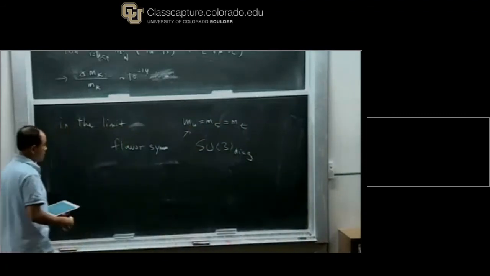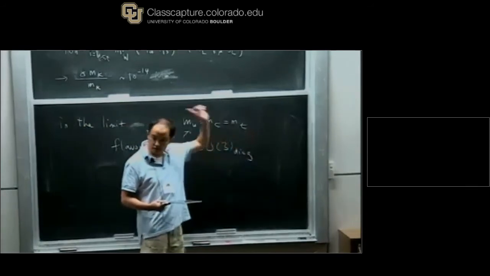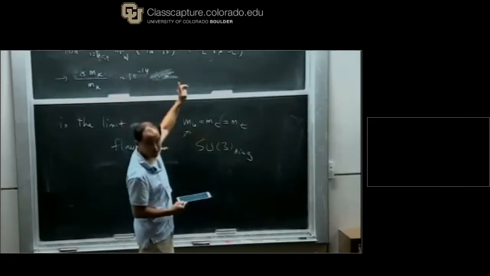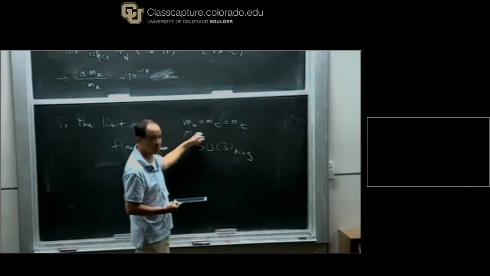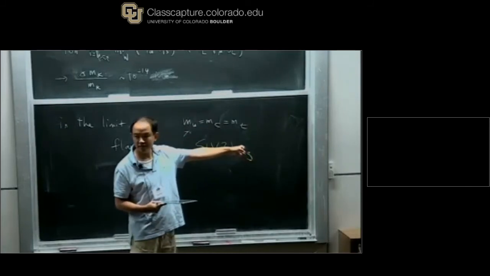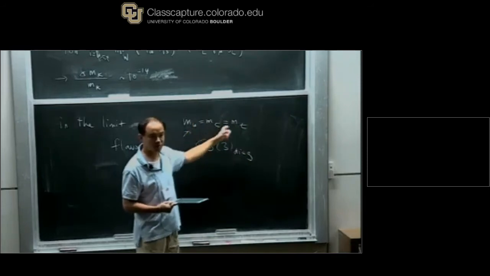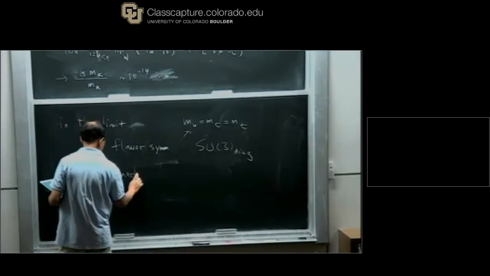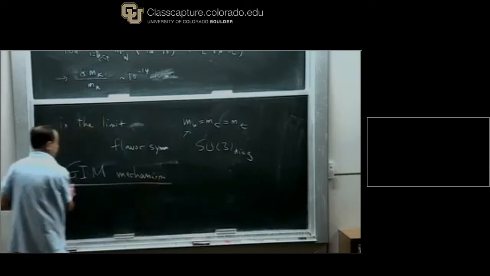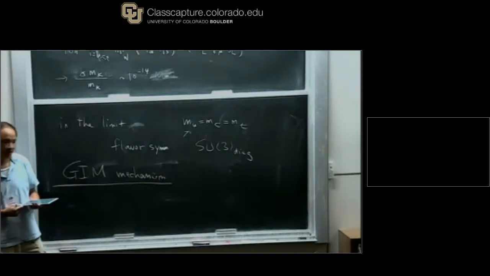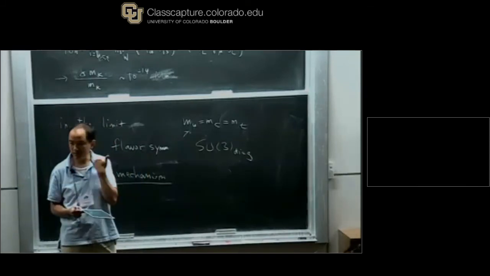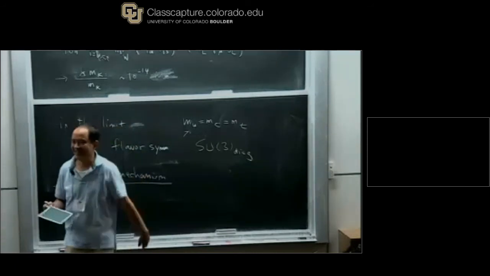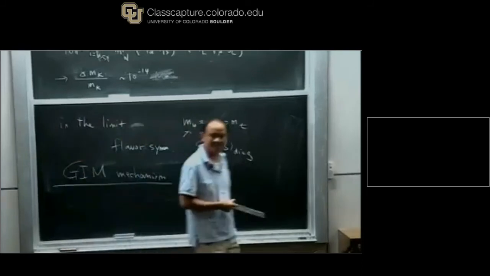And the fact that this effect vanishes in this limit, or said the other way, the fact that the size of this effect is controlled by the difference of quark masses, is called the GIM mechanism. In fact, people guessed what the mass of the charm quark is, based just on this effect.